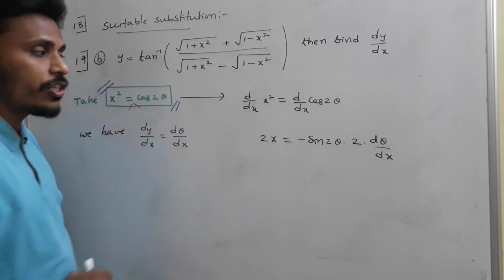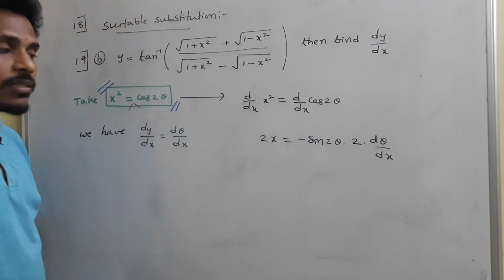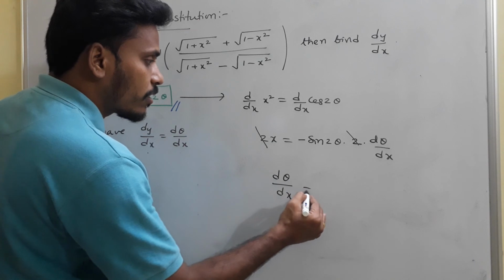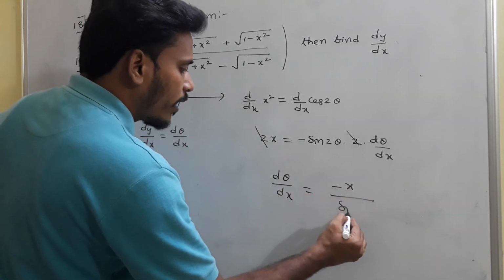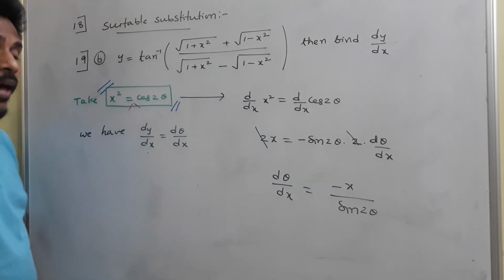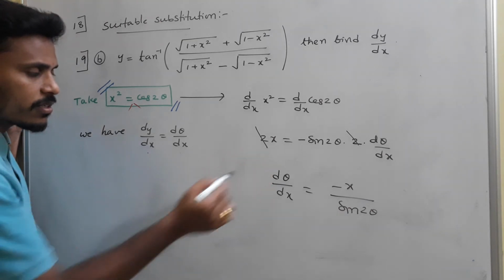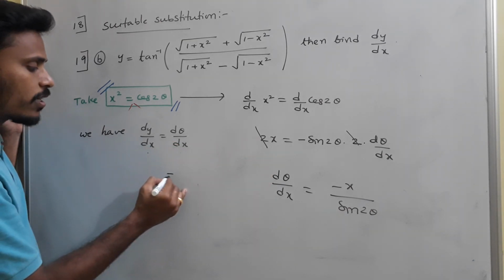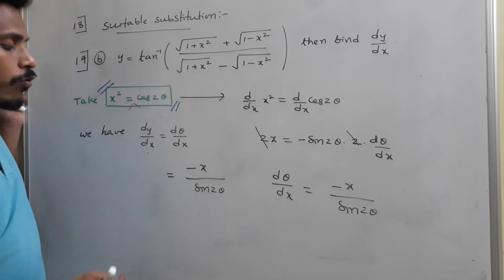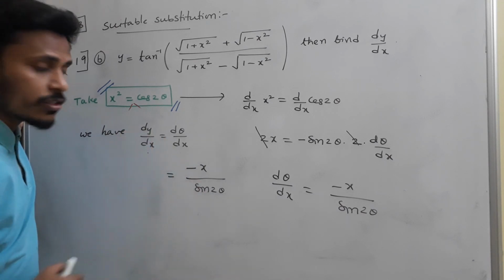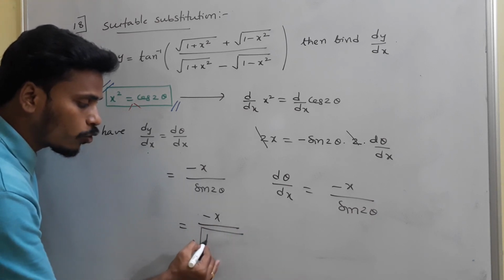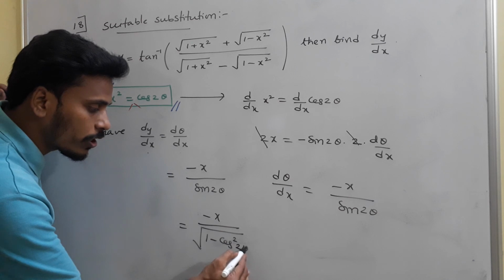Our target is to find this d theta by dx, so make d theta by dx the subject. You just cancel out these two, and you have d theta by dx is equal to minus x divided by sin 2 theta. We need to convert the answer completely in terms of x. So dy by dx is equal to d theta by dx, which is minus x by sin 2 theta. The next part of the problem is we need to remove this sin 2 theta. Sin 2 theta can be written as the square root of 1 minus cos square 2 theta.